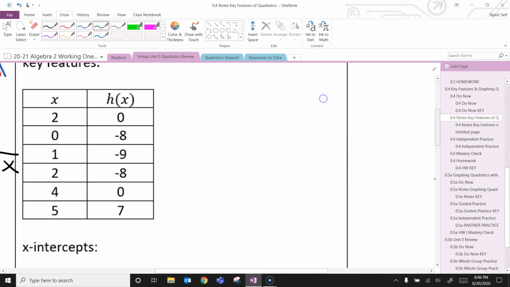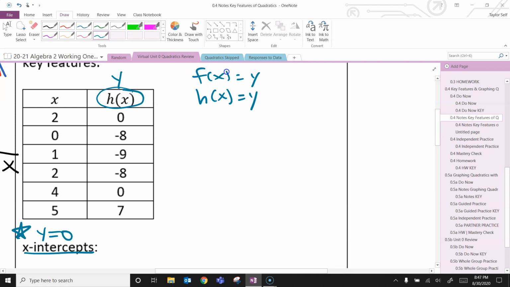the first thing we're going to look for is x-intercepts. X-intercepts, we made a note. For x-intercepts, y equals 0. So anytime you're trying to find x-intercepts from a table, you need to look where y equals 0. But I don't see y in this table, so where should I be looking? Always remember your function is y. So f of x is the same as y. H of x is the same as y. Your function is always going to be y. So for x-intercepts, we are looking for y equals 0.